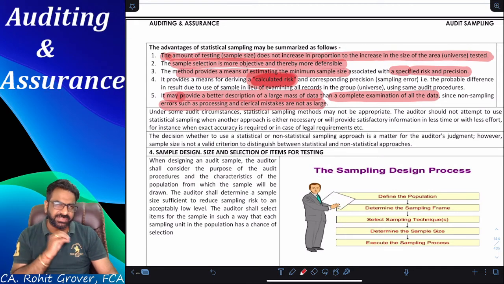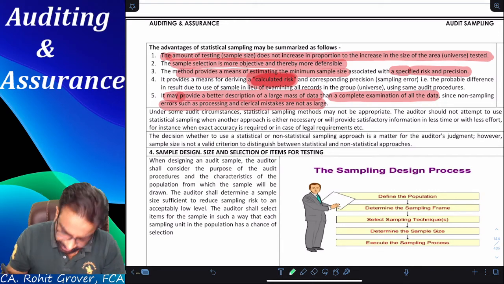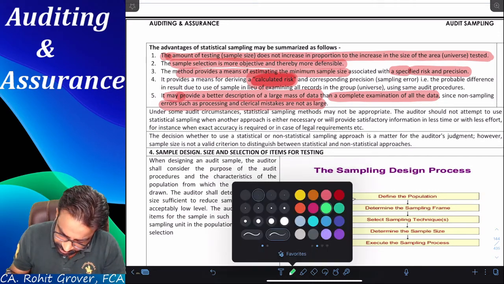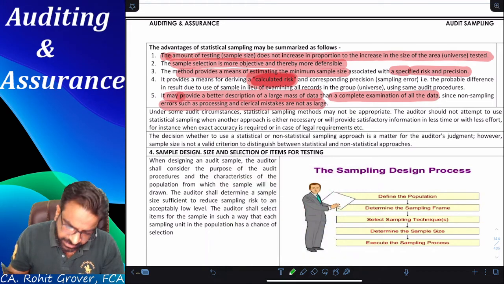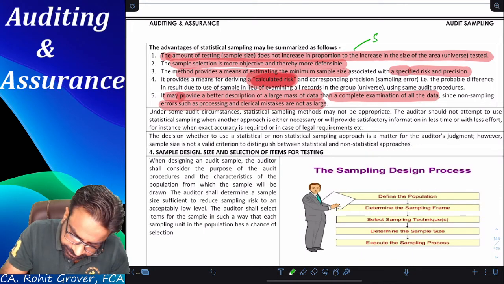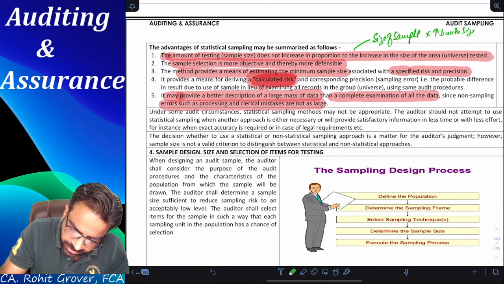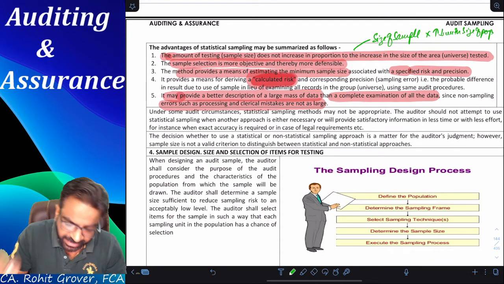So I will suggest that if you know the disadvantages of non-statistical sampling, it's better to convert those disadvantages into advantages. So if I have to tell you the keywords to be remembered, the keyword number one is: size of sample does not increase or decrease with size of population. Point number one. Like that, you can remember it in a simple way.